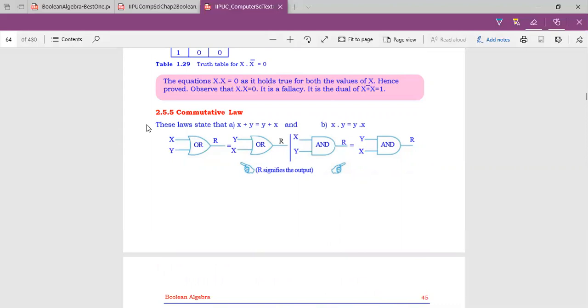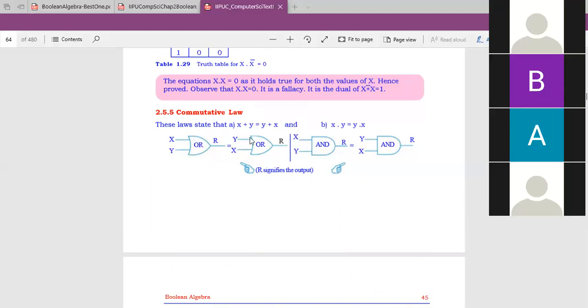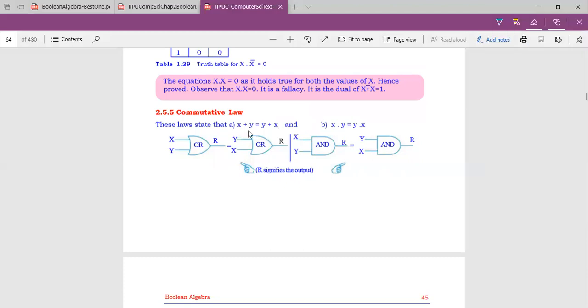Now shall we go to the commutative law, commutative theorem? Yes. The commutative law is also a very important law in Boolean algebra. There are two laws, of course, A and B. These laws state x plus y is equal to y plus x. Very common law, correct? Very easy to remember also. Commutative. And the other is x dot y is equal to y dot x. That means if you interchange the order of appearance of variables in an expression, whether it is logical addition or logical multiplication, there is no change in the value.